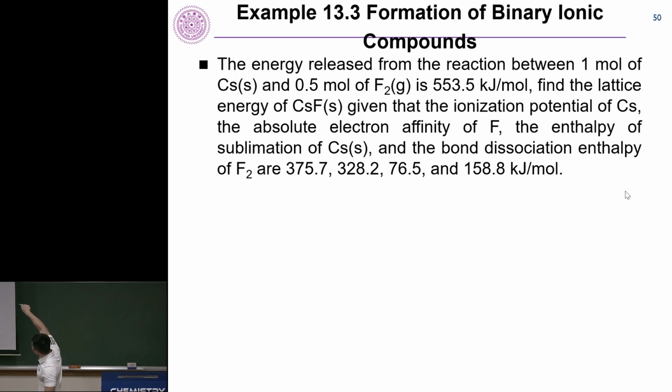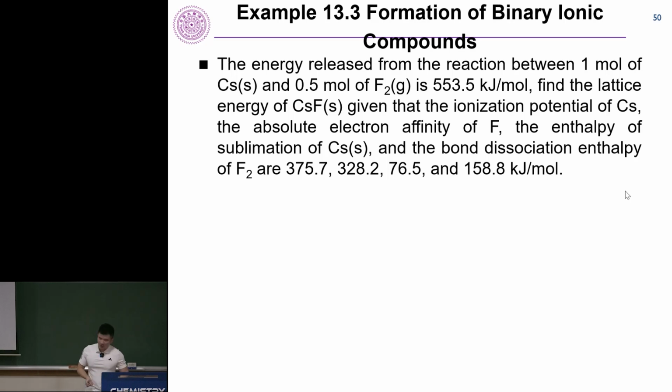First, the ionization energy of cesium should definitely be positive. Electron affinity of fluorine should be negative, so this number is actually negative. The enthalpy of sublimation is positive, right? You need to give it energy in order to sublime it. And lastly, the dissociation enthalpy of fluorine is positive, because you need to give it energy to break the bond. However, this is for a mole of fluorine. We only have half a mole of fluorine, so this number needs to be divided by 2.